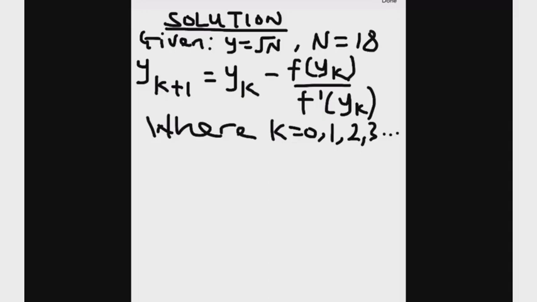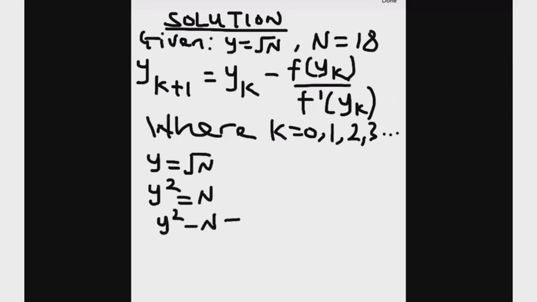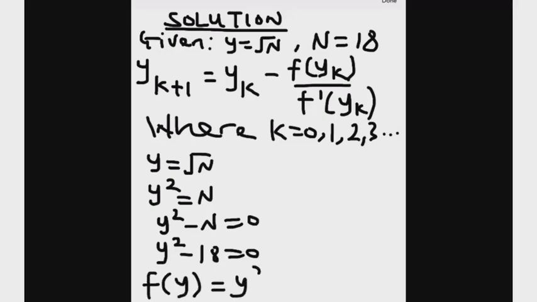From the question, y equals square root of n. Mathematically, you square both sides. y squared equals n. y squared minus n equals 0. Recall that n is 18. So when n is 18, I have y squared minus 18 equals 0. So my f of y equals y squared minus 18.